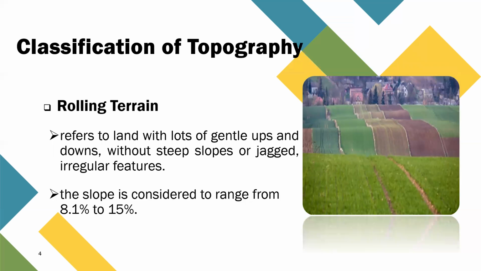Next, we have rolling terrain. Rolling terrain refers to the land with lots of gentle ups and downs without steep slopes or jagged irregular features. So a rolling terrain is an area of mostly flat land with some gentle and undulating slopes. Undulating means shaped like or moving like a wave, smoothly up and down or back and forth. The slope in this terrain is considered to range from 8.1% to 15%.